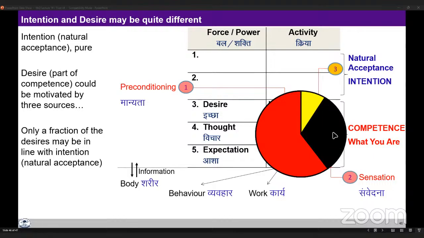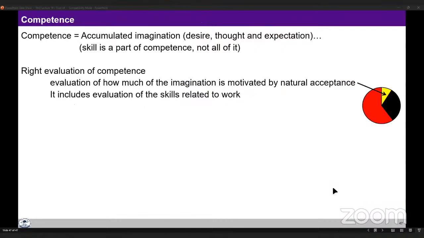This is what is the imagination. From here, I am getting sourced. So when we say competence, competence is accumulated imagination, desire, thoughts, and expectation. Skill is a part of competence, not all of it. The right evaluation of competence is the evaluation of how much of the imagination is motivated by natural acceptance. It includes evaluation of the skills related to work.